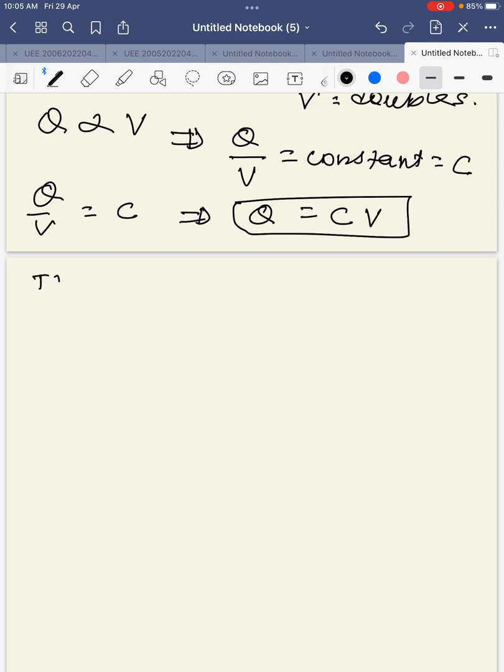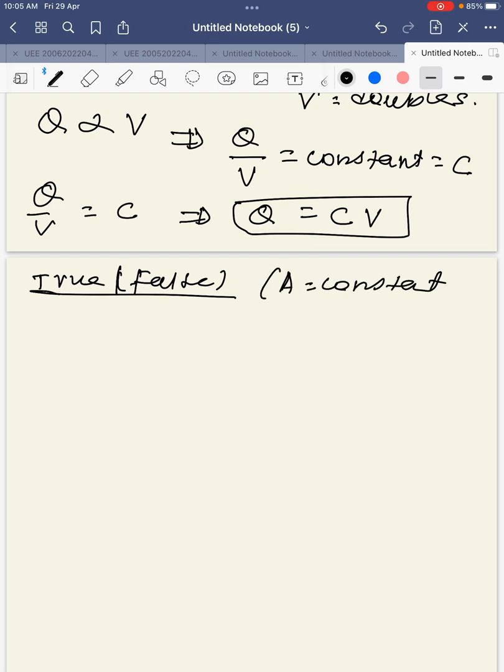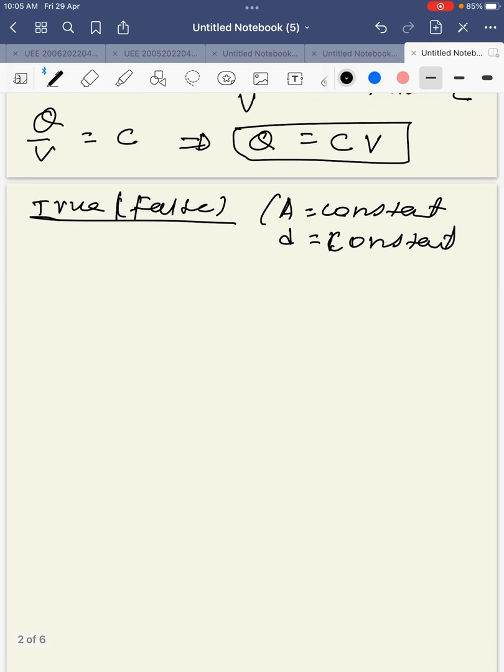True, false. Question. The given area of the plate is constant and the distance between the plates is also constant. Keeping the area and the distance constant, answer the following questions by writing true or false. You can pause the video to answer the questions.